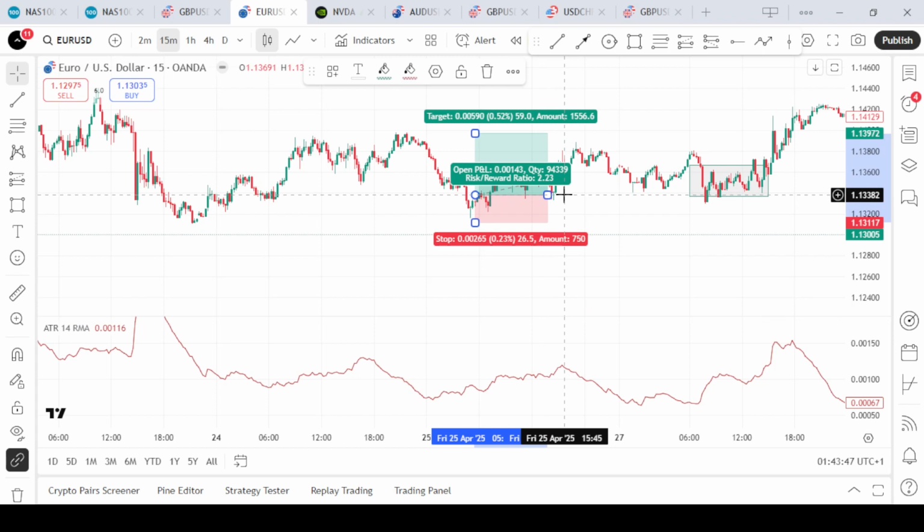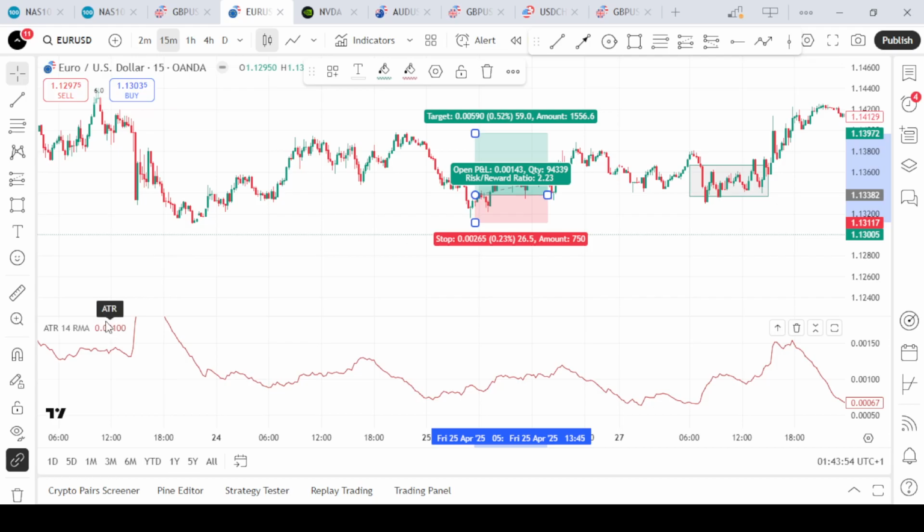At this point where we entered, we can see the value on the ATR indicator. You can look at this area, you will see the value. So where we entered, 1.13382, the value is 0.0016. You subtract your entry price by this ATR number.